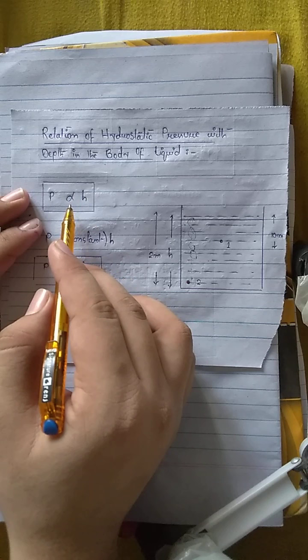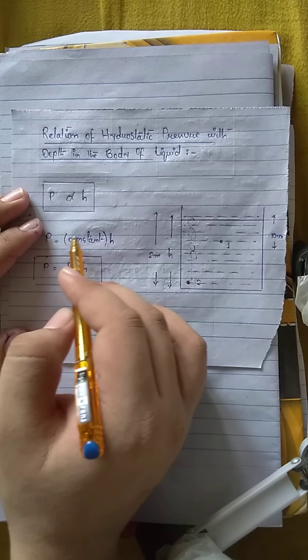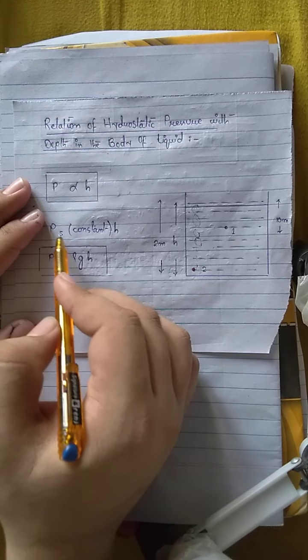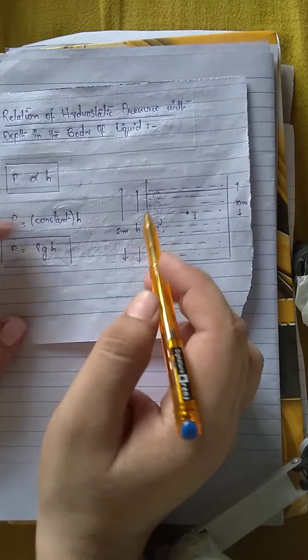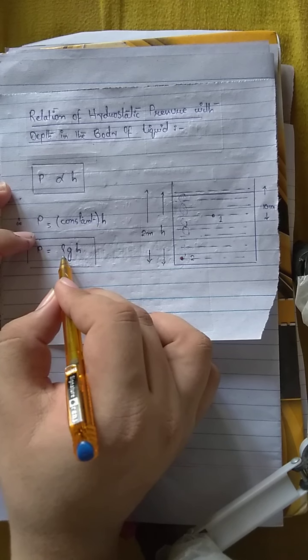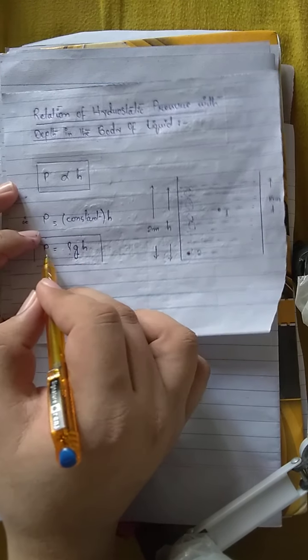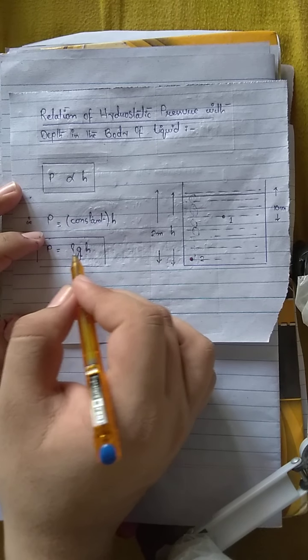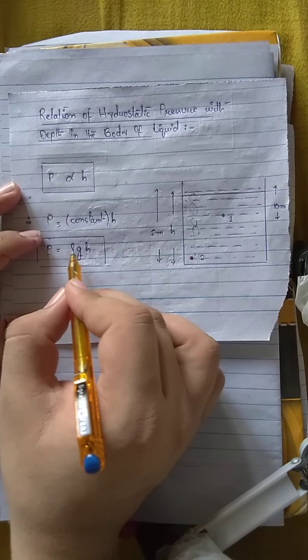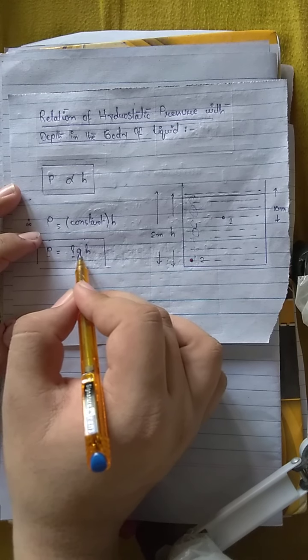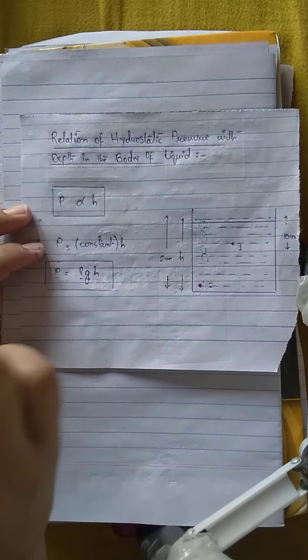Since when we replace the proportionality sign, we must put an equals sign and a constant. So I put here equals and a constant, and in this scenario the density of the liquid and the acceleration due to gravity are constant. So the formula becomes P = ρgh, where P is the hydrostatic pressure, ρ is the density of the liquid, g is the acceleration due to gravity, and h is the height of the liquid.